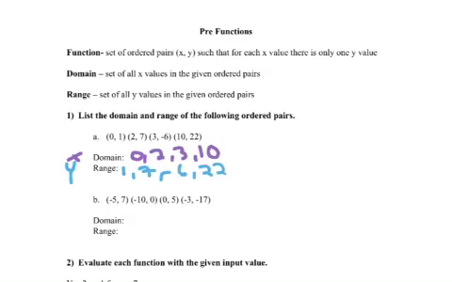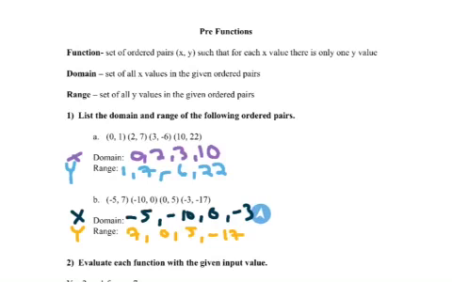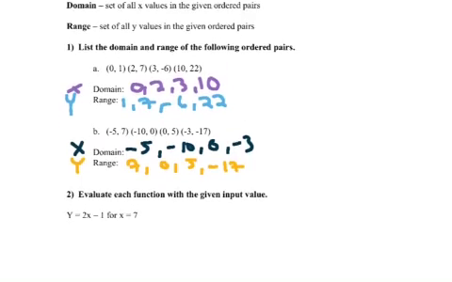So why don't you try to do part B, pause the video, list your x values for your domain, the y values for your range, and press play when you're ready to check your answers. And as you can see, I only listed my x values of my ordered pairs for the domain and only the y values of my ordered pairs for the range.